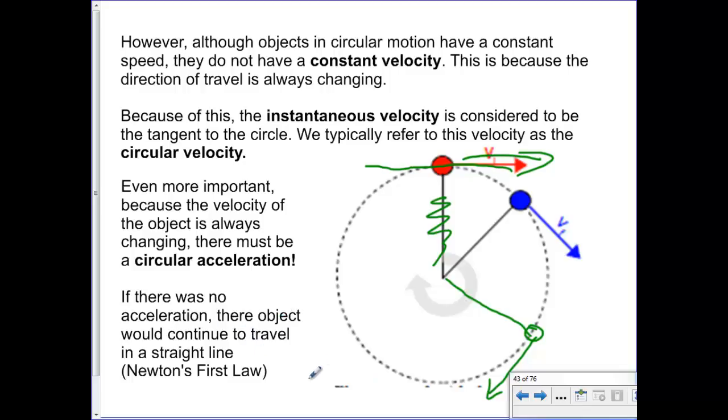Okay. Last thought on this slide here. If there was no acceleration, the object would travel in a straight line. Newton's first law is the inertia law. Objects in motion will stay in motion unless a force acts on them. Why does this red ball not just keep traveling this way? Well, there must be some sort of force acting on it. Tension, yeah. The tension in this rope right here. Well, tension is a force. A force must be equal to mass times acceleration. Therefore, there must be an acceleration happening. Does that make sense?